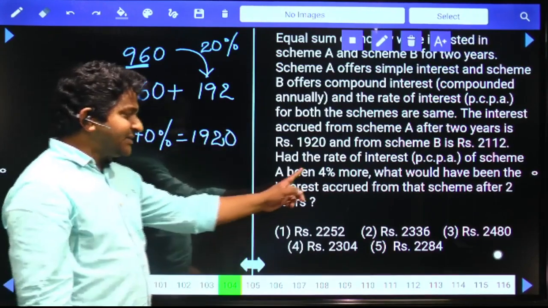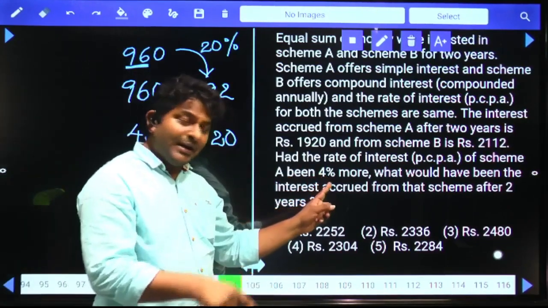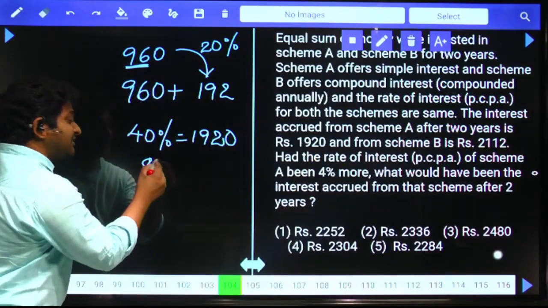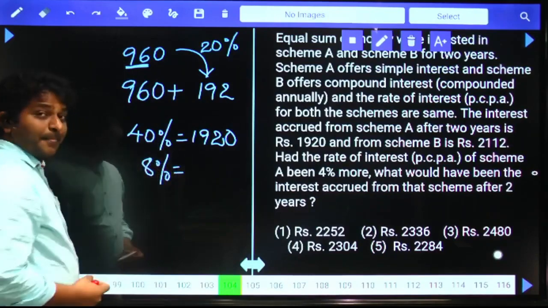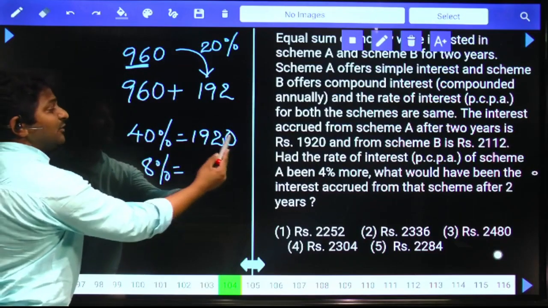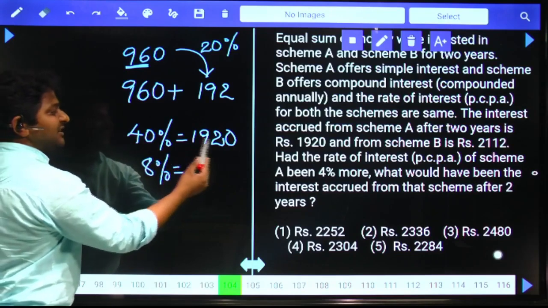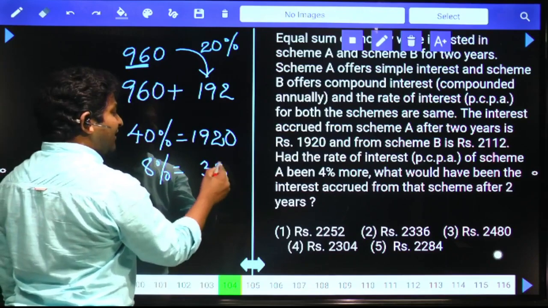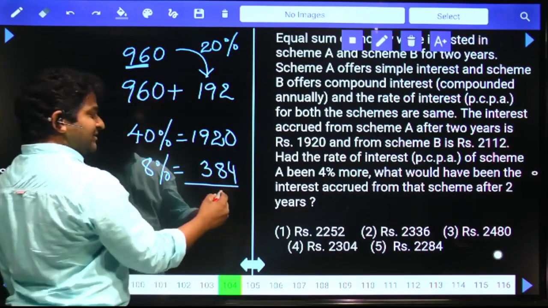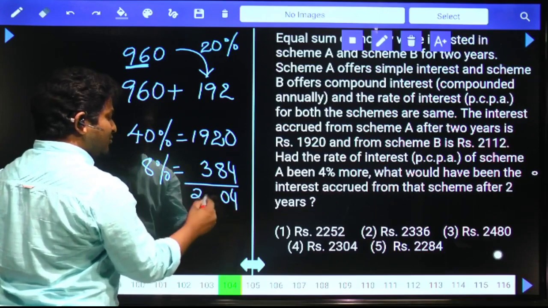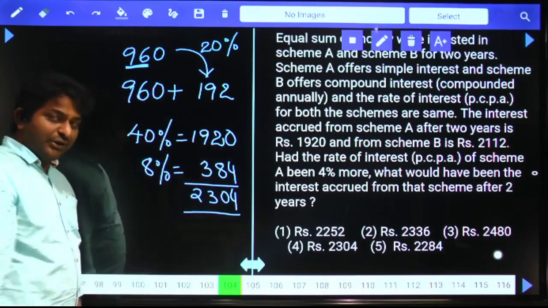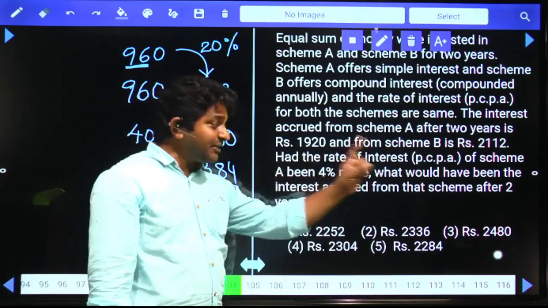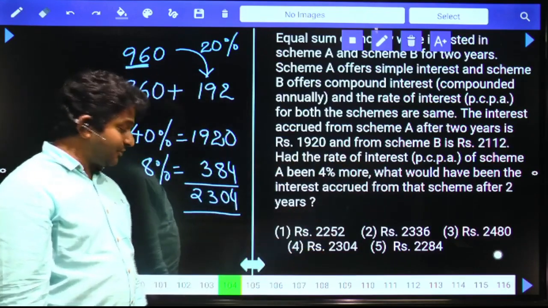And now the rate of interest is increased by 8% per year, but for 2 years it increases by 8%. You can directly calculate how much is that exact 8%. When 40% is equal to 1920, 4% is equal to 192, 8% is equal to 384. So your answer is 2304. 2304 is our new interest after increasing the rate of interest by 4% for 2 years. That is our fourth option.